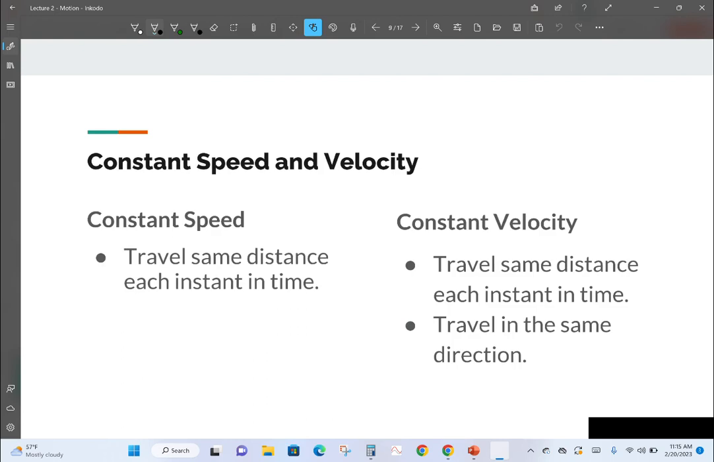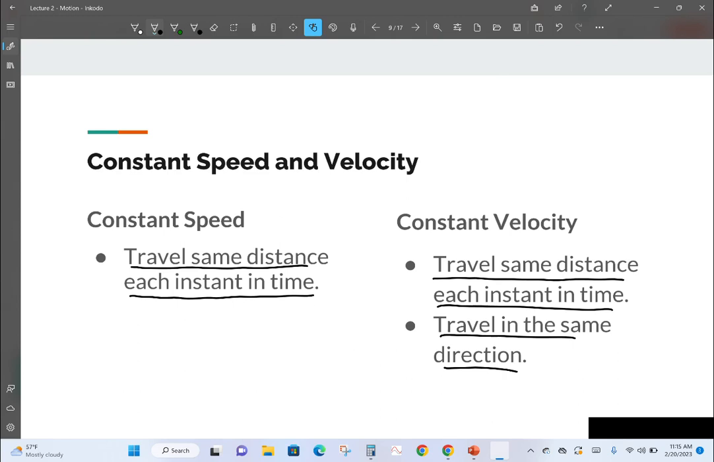So constant speed, just to review: in order to travel at a constant speed, you have to travel the same distance at each instant in time. But in order to have a constant velocity, you have to travel the same distance each instant in time and in the same direction. So if you were traveling in a circle at a constant speed, you may travel the same distance every instant in time, but your direction is changing depending on where you are. So it is possible for you to travel at a constant speed, but not a constant velocity, if you are changing direction during that time.